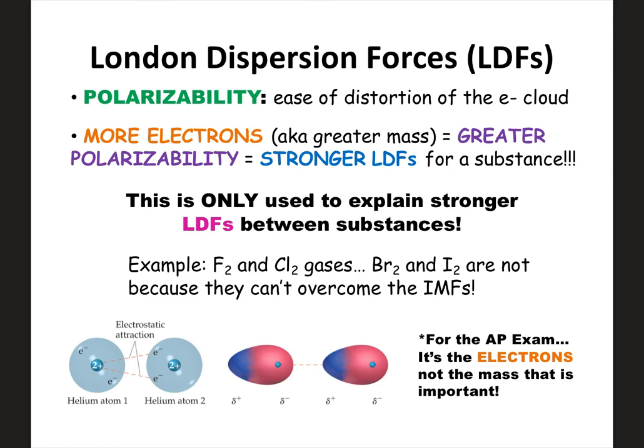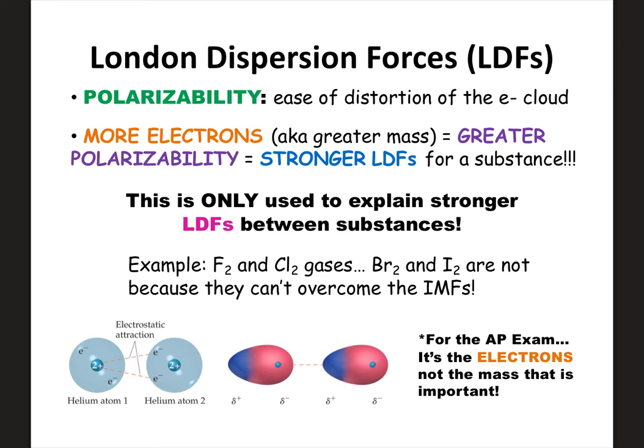We call that ease of distortion of the electron cloud, that ability to form these instantaneous dipoles, polarizability. This is a big AP term. You've got to get used to using the vocabulary here, but polarizability is just talking about how easily that electron cloud in a molecule can be distorted to form these instantaneous dipoles.